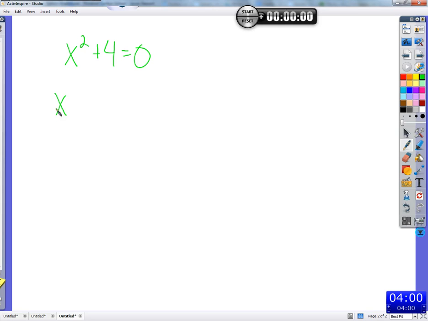So, I've seen some good stuff out there. Most of you subtracted 4 from both sides. I'm going to take the square root of both sides. And now comes the question. What's the square root of -4?